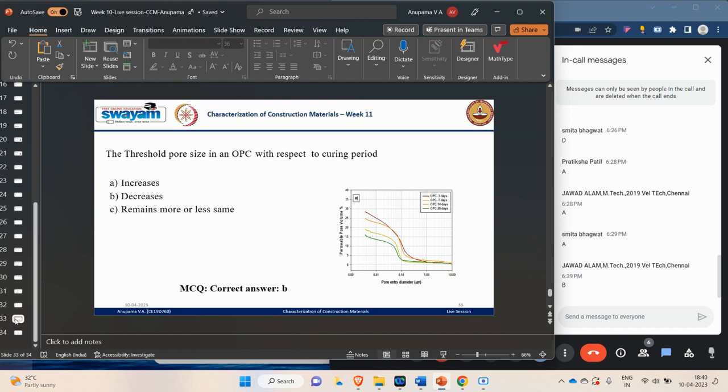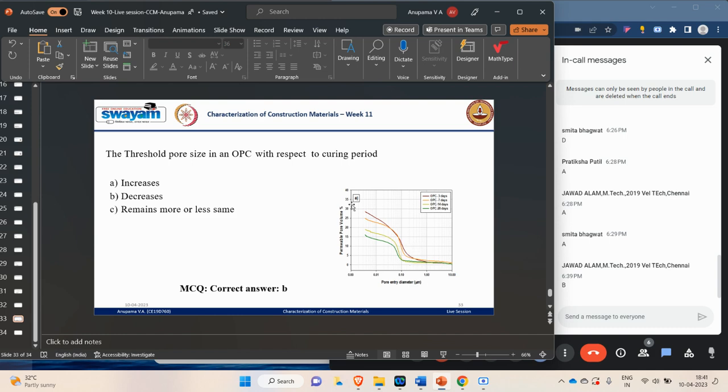If you know the concept of curing, as the hydration increases or as the setting keeps on happening, the pores will be more and more refined. The threshold pore size is the largest size of a pore which has to be overcome in order to fill the entire open pores in a material. So the largest pore size which has to be overcome to fill the entire open pores with mercury in MIP is known as the threshold pore size.